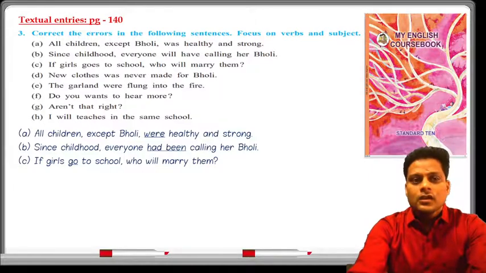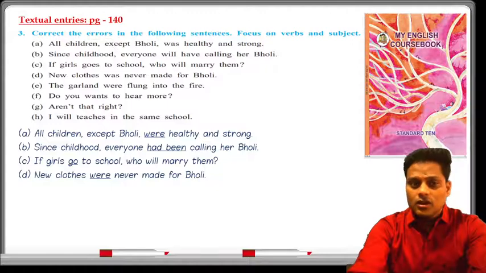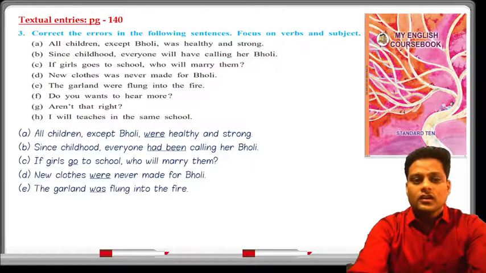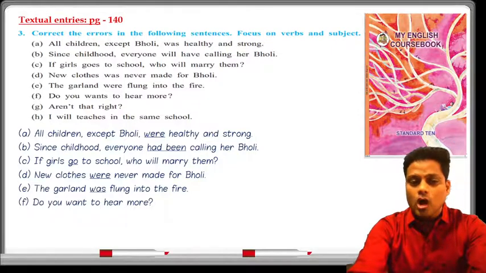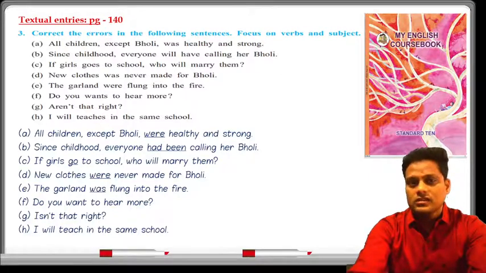Next one, new clothes was never made. New clothes was never made. New clothes were never made for Bholi. Next one, the garland were flung into the fire. The garland was. It's just one garland, is it not? Do you want to hear more? Do you want? It should be, do you want to hear more? Next one, aren't that right? You should say, isn't that right? I will teach us in the same school. No, I will teach in the same school.